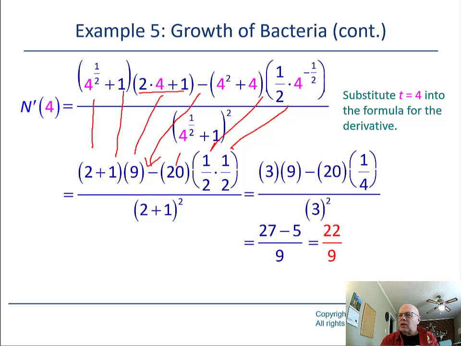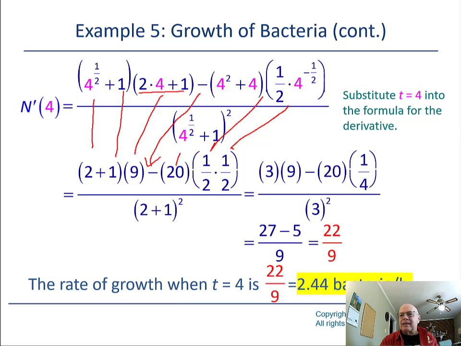Put those together, and there's just about our answer, except that, remember, we want the rate of growth of the bacteria. 22 over 9 wouldn't make sense if we were talking to someone about how fast the bacteria are growing. Instead, decimals probably would make a lot more sense to someone else, or to ourselves for that matter. 2.44 bacteria per hour. Make sure you get the bacteria in there, make sure you get the hour in there, and it's a rate, so it's per.